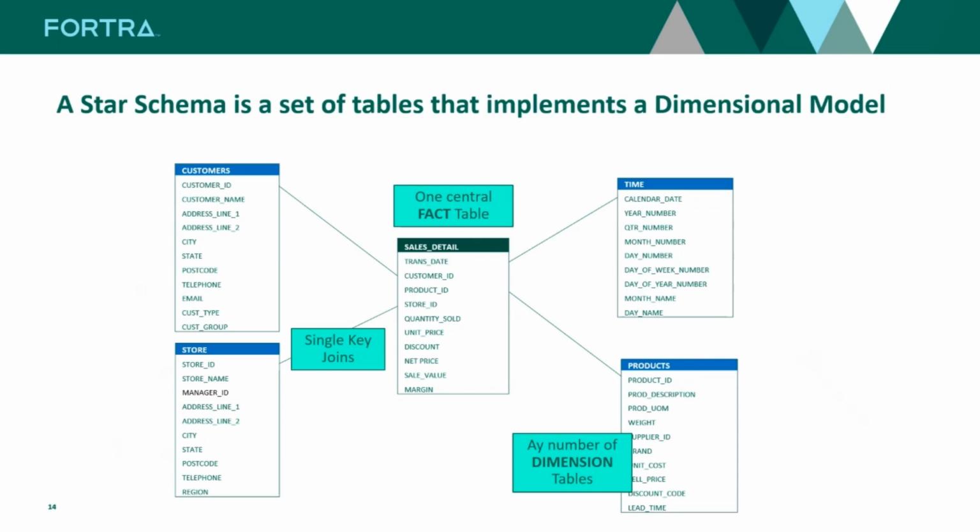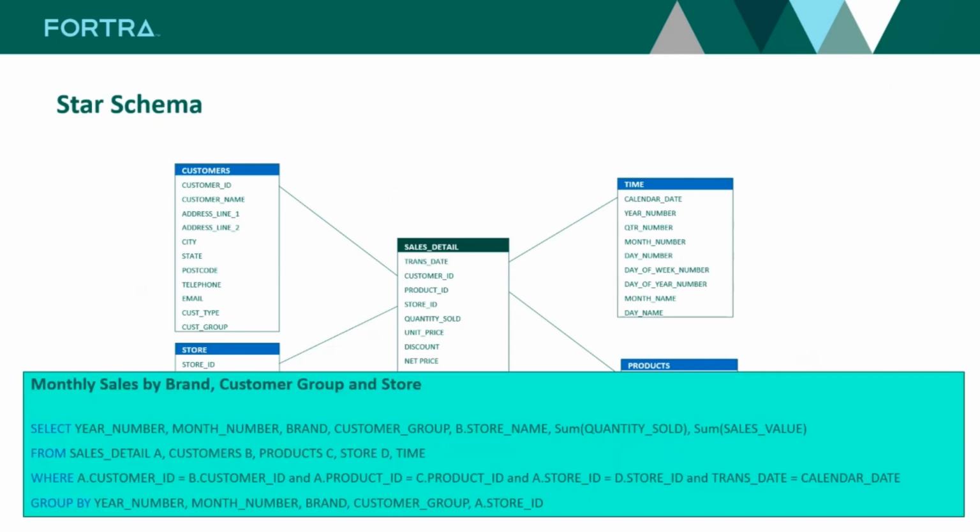Each dimension table includes the attributes of that dimension. One important design criteria is that we always use single key joins. This simplifies the usage of the star schema. This design makes it very easy to create an SQL statement or query that joins these tables and possibly aggregates data using any combination of attribute values, such as brand, customer group, year, and month, as in this example.